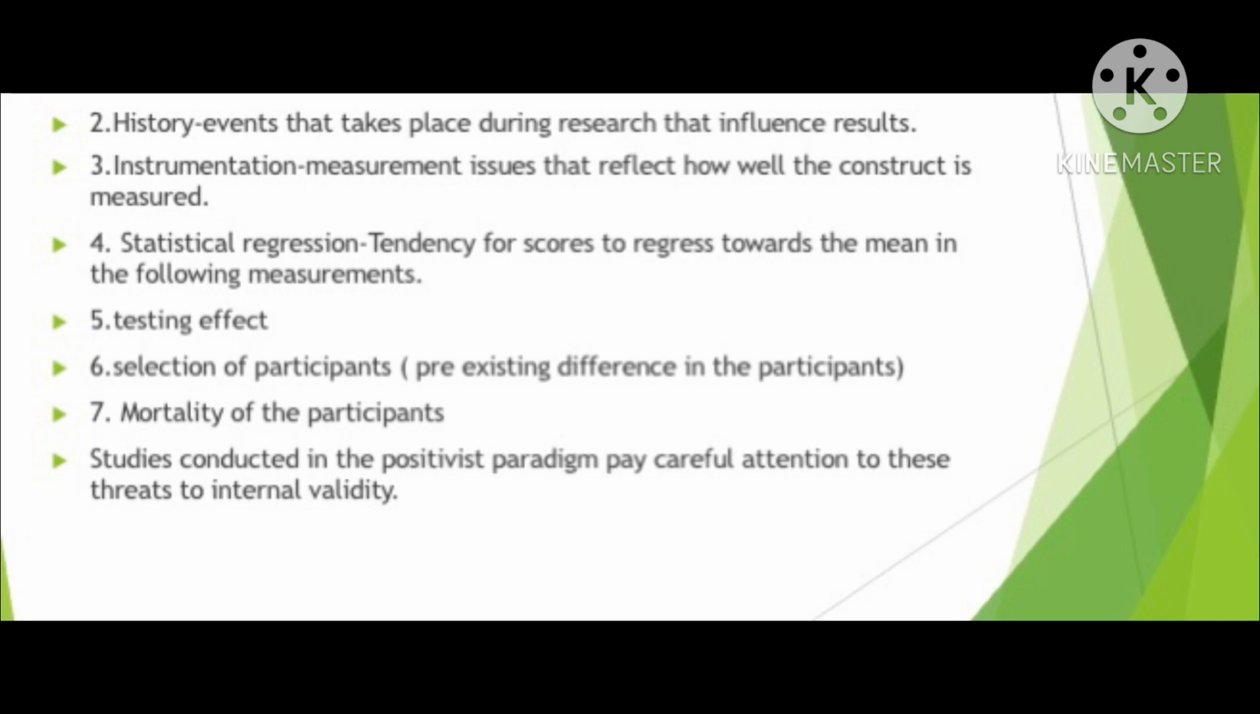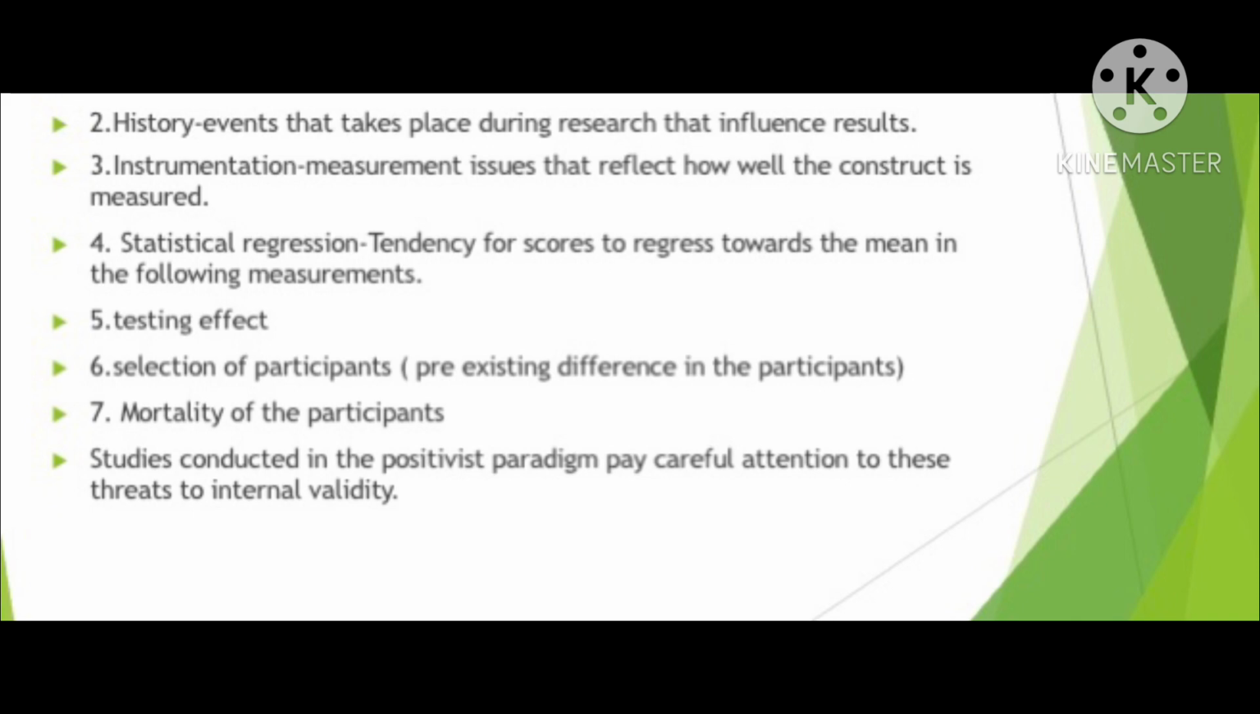Then the testing effect. Sometimes the test conducted by one researcher may not be conducted in the same way as by another researcher, so the testing effect also affects the internal validity. Then the sixth one, selection of participants, that is pre-existing differences in the participants. One individual is not similar to another individual, or one participant in the experiment is not exactly like another participant, so the selection of the participants also affects the internal validity.